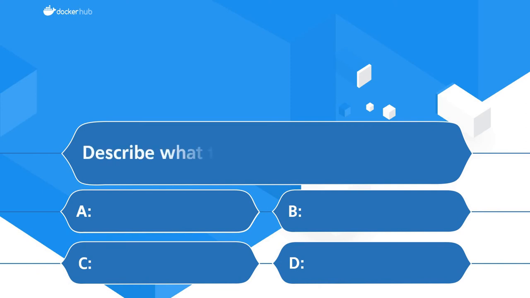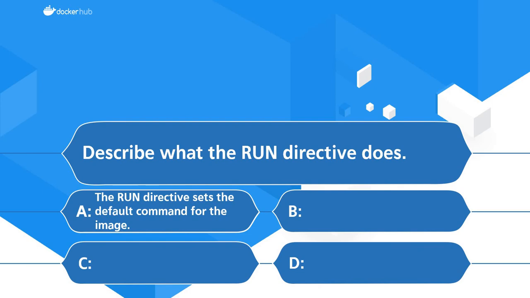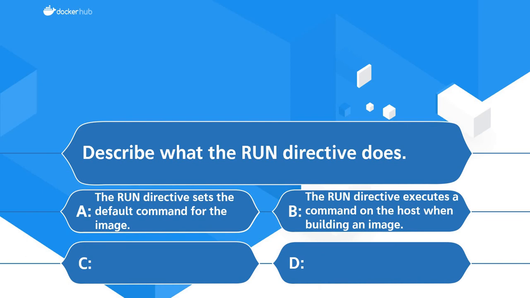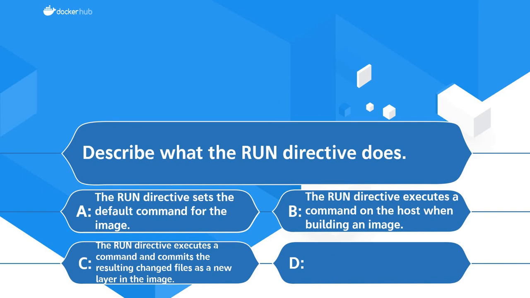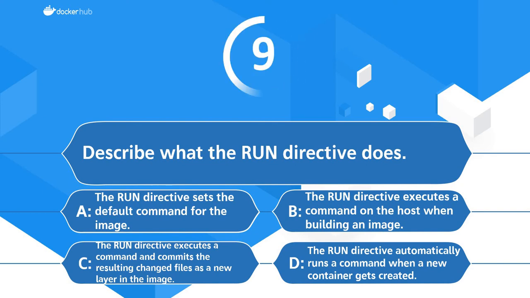Describe what the run directive does. A. The run directive sets the default command for the image. B. The run directive executes a command on the host when building an image. C. The run directive executes a command and commits the resulting changed files as a new layer in the image. D. The run directive automatically runs a command when a new container gets created. Your time starts now.